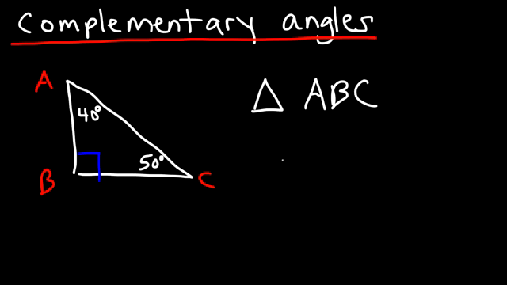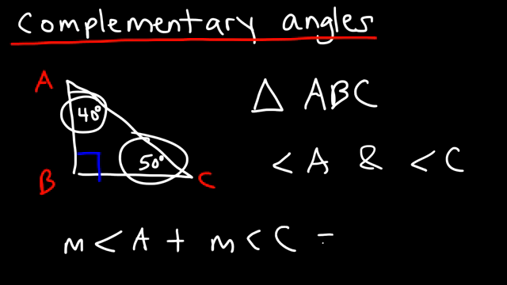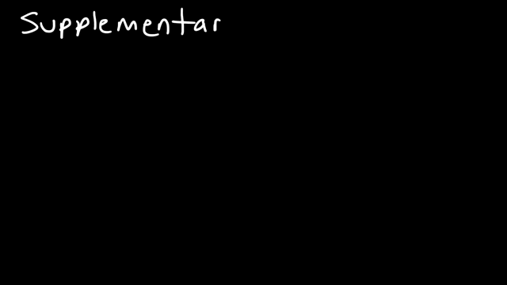In this case, we could say that angle A and angle C are complementary because their angle measures add up to 90 degrees. And so that's the basic idea behind complementary angles. So the measure of angle A plus the measure of angle C is equal to 90. Next, we have supplementary angles. Now, based on the last topic, you can probably guess what this is about.